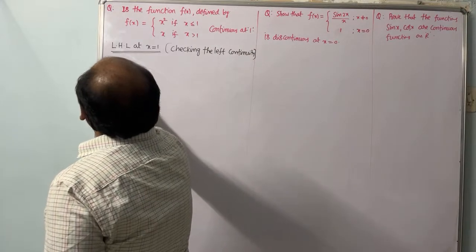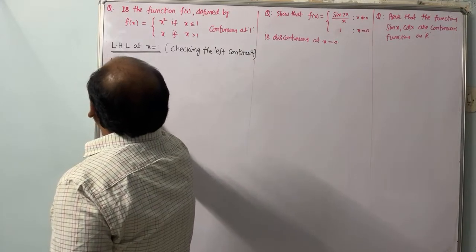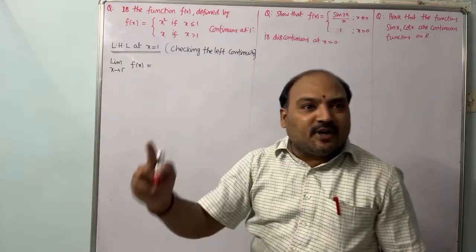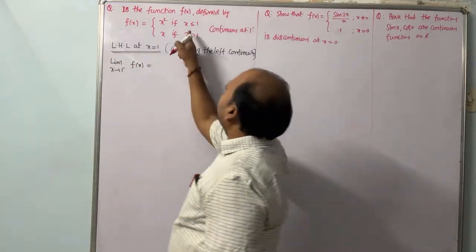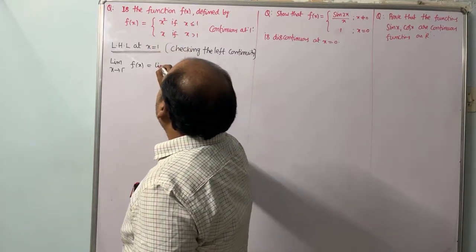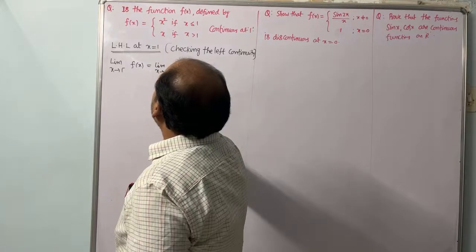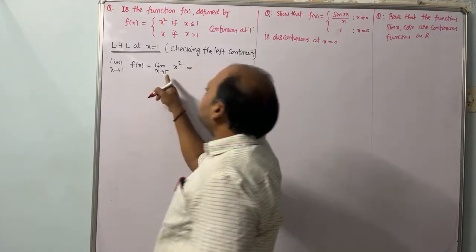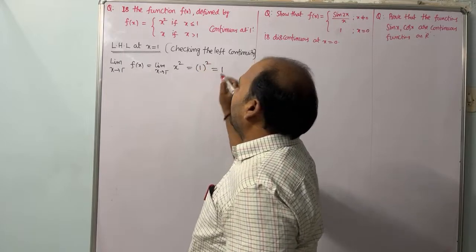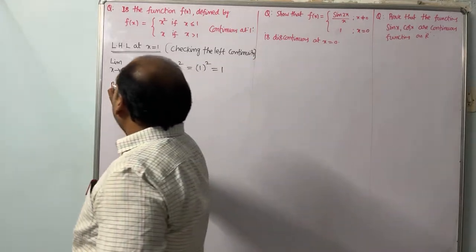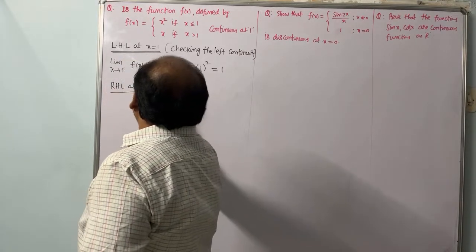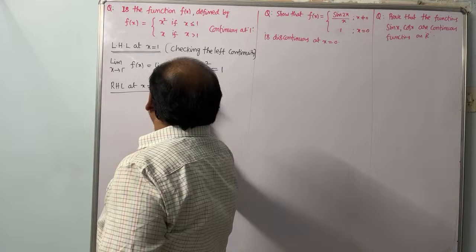So limit x tends to 1 minus f of x. x tends to 1 minus means x is less than 1. What function do you have to consider? x square. Limit x tends to 1 minus x square. Substituting x is equal to 1, which is equal to 1. Next, RHL at x is equal to 1. That means checking the right continuity.